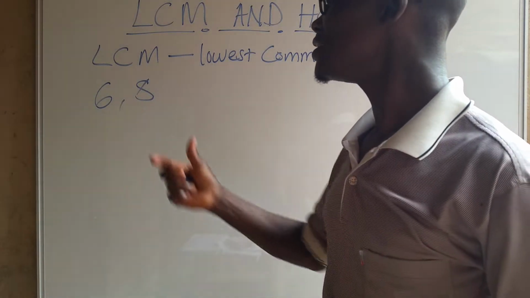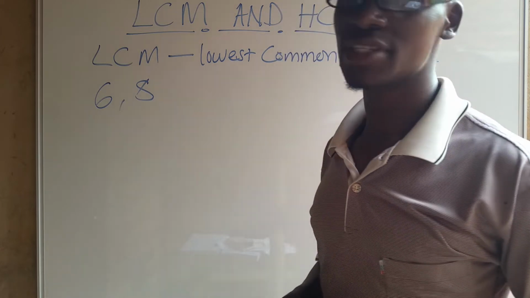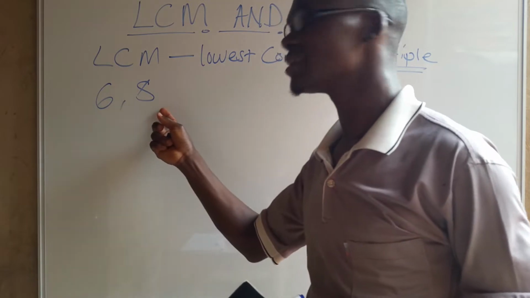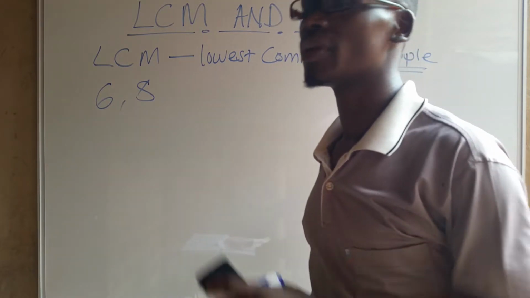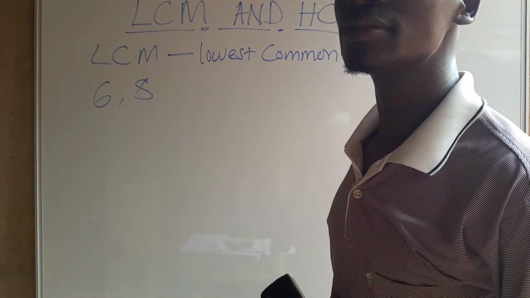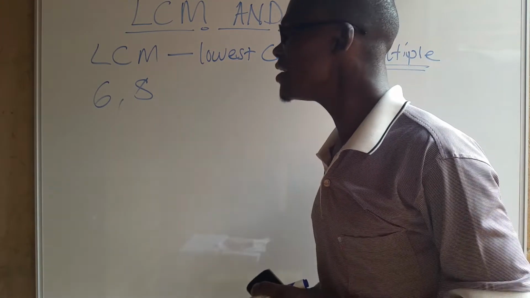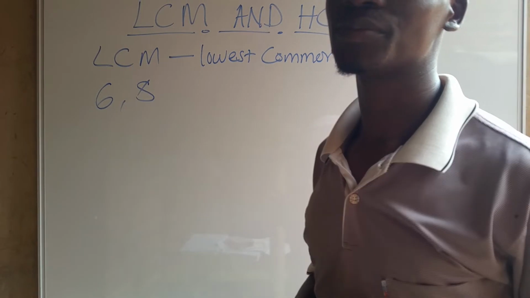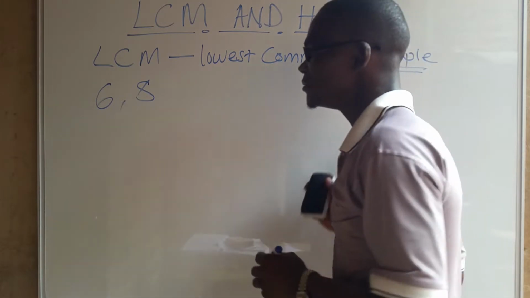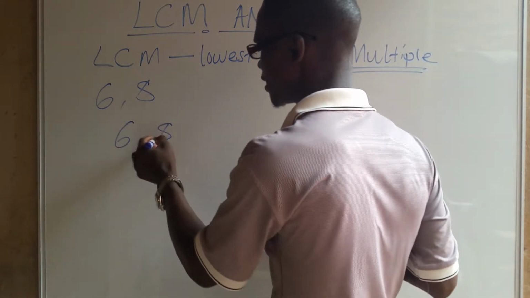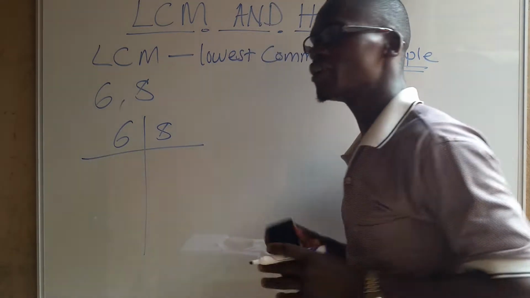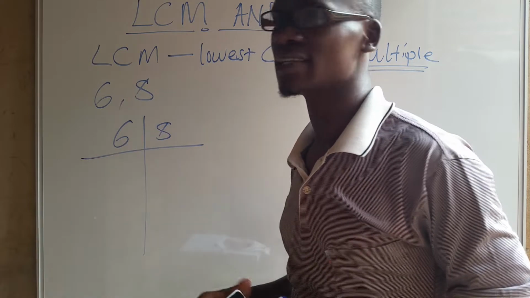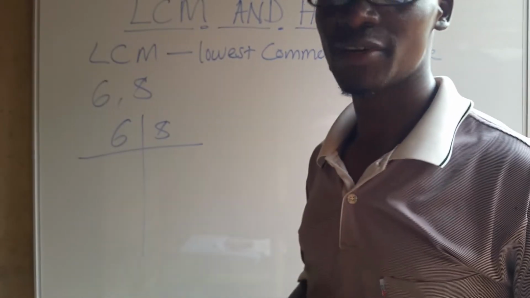We can get the lowest common multiple of 6 and 8 by either listing the multiples of 6 and 8, then after listing we determine which one is lowest common, or we can find the lowest common multiple of 6 and 8 using the ladder method. We shall use the ladder method whereby we have 6 and 8. We shall reduce or decompose or break down these two figures by their prime factors.